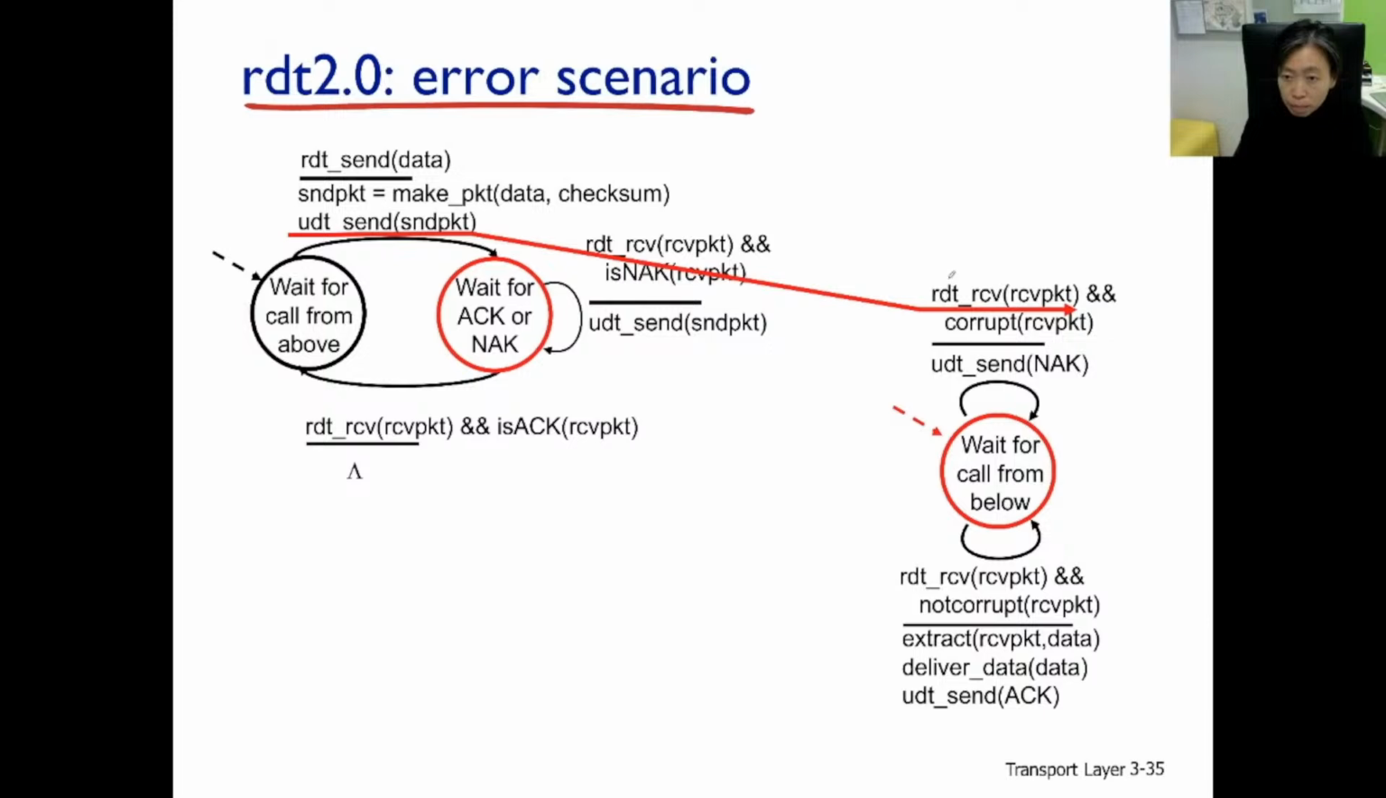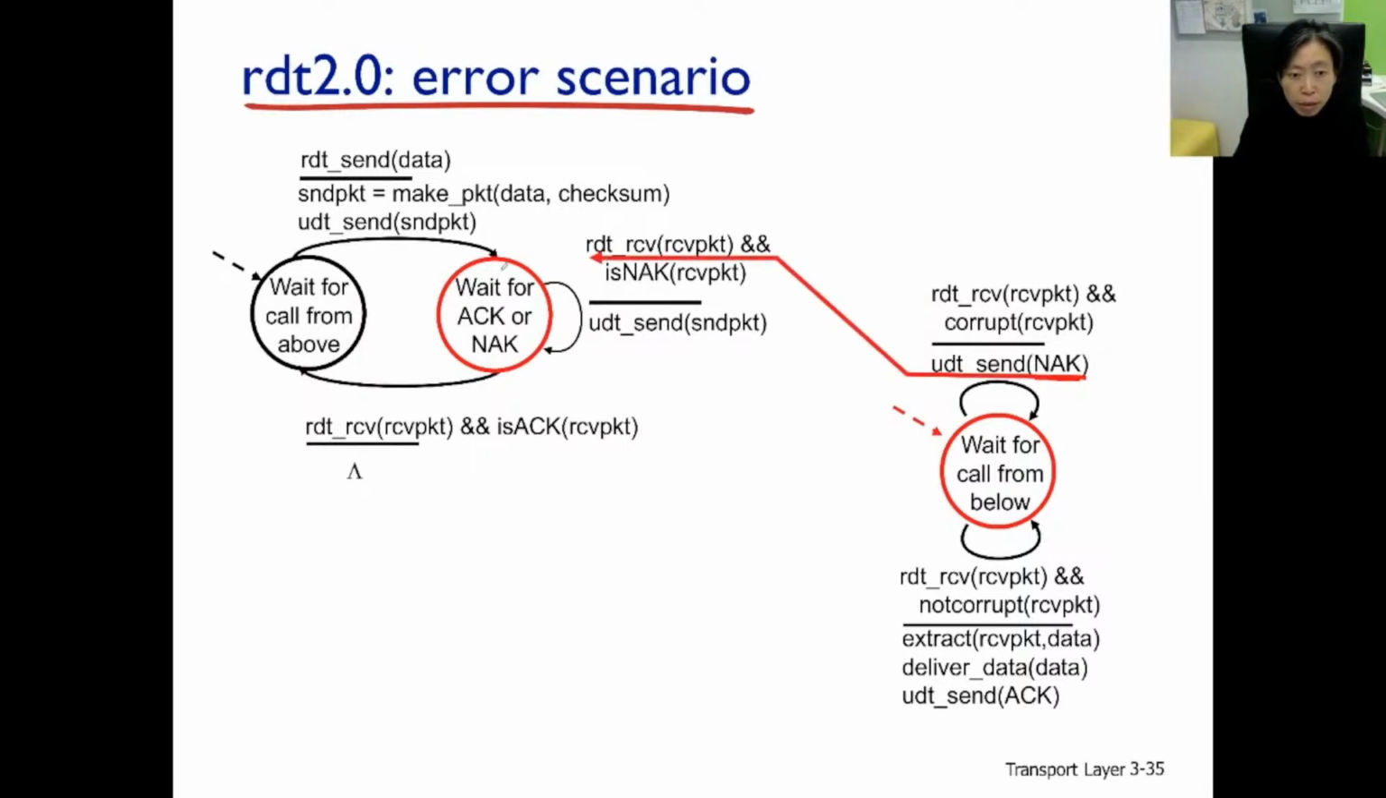And this time, this event is triggered. The network layer says, I have a packet for you. Which condition matches? Well, we have an error here this time, so it's corrupt. Therefore, we trigger this transition. The condition matches and this action is taken, and then we stay in the same state. So we're calling UDT send, and we are sending negative feedback, the NAK. That's going to fly back.